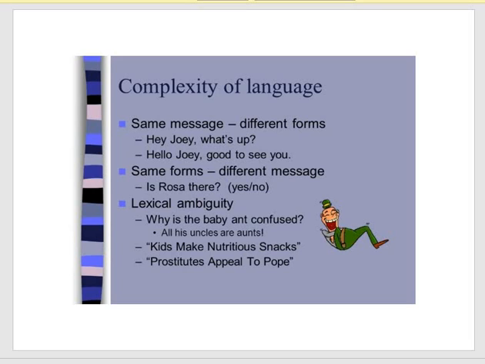Same message, different forms. Hey Joe, what's up? Hello Joe, good to see you. And same forms, different message. Is Rosa there? Yes or no?